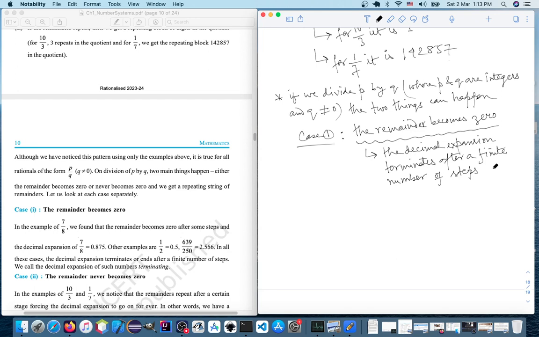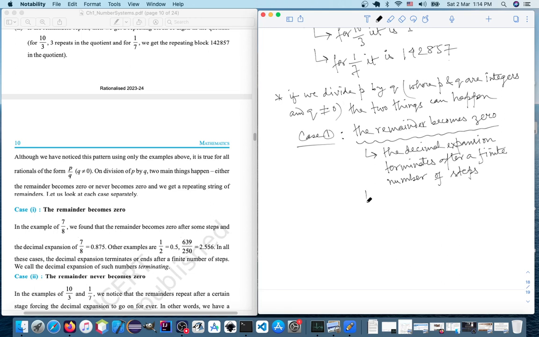So the final remainder becomes 0, and this kind of decimal expansion is known as terminating. For such rational numbers, p by q, we are trying to divide p by q. So p by q is a rational number. If the decimal expansion terminates after a finite number of steps, we say that the rational number p by q is terminating, or the decimal expansion of such numbers, the remainder becomes 0.